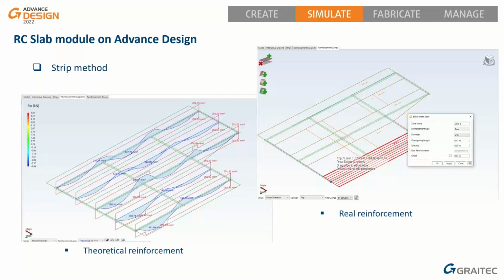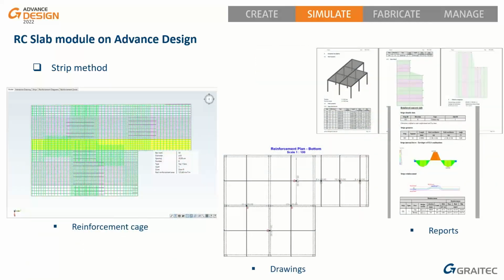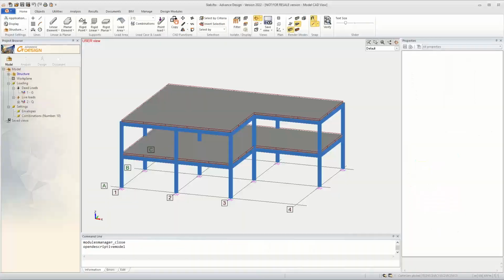Then we get the theoretical reinforcement for each strip, and of course the real reinforcement. And finally, as in the first scenario, we get bottom and top reinforcement by using bars or meshes, of course drawings, also reports, including special reports for strips. That's the general workflow. And now I will try to show you quickly how it works in reality.